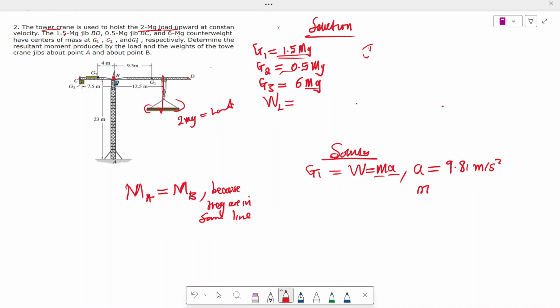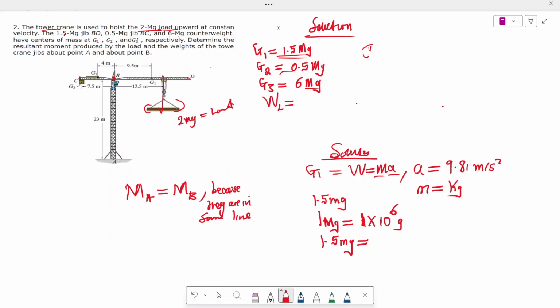And mass is measured in what? Kilogram. So for G1, it is 1.5 megagram, so we're going to convert it to kilogram. 1 megagram is equal to 1 times 10 to the power 6 gram. Therefore 1.5 megagram is equal to what? So let's do the calculation here.